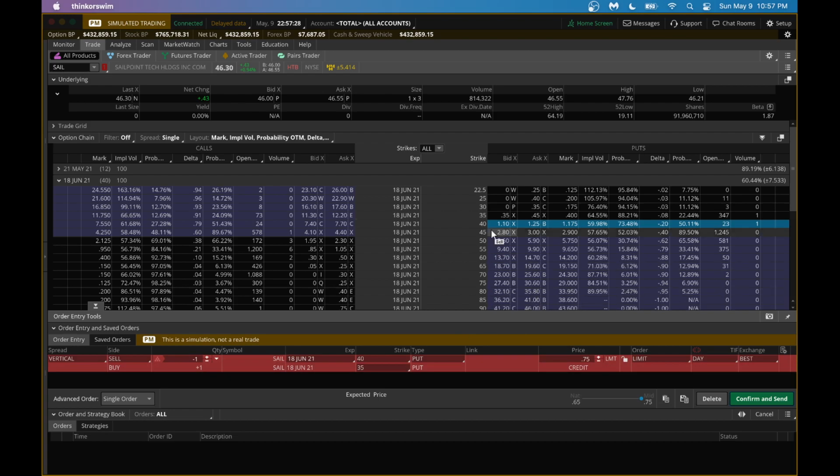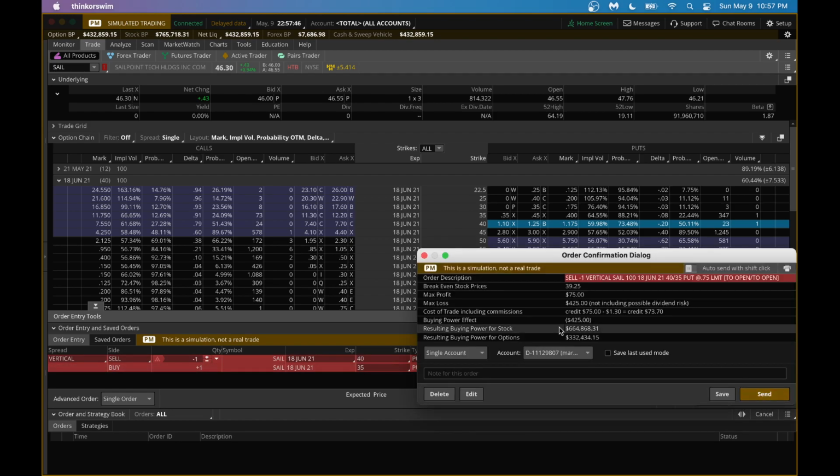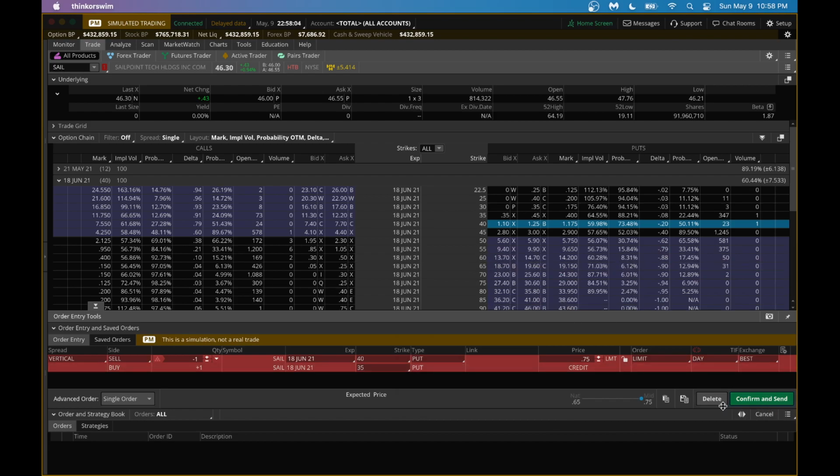If the stock stays above 40, then I will keep my money, the entire 75 cents. So it's not a great risk reward, but being a put seller, you actually take some amount of risk. This may be an okay amount of risk. So if I confirm and send, if the stock stays above 39, I will break even, and my max profit is $75 here. My max loss is 425, which is 500 minus the $75 I bring in. So this could be an okay proposal here. I could confirm and send.